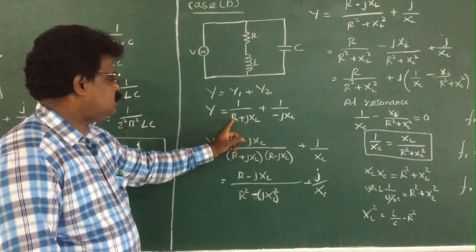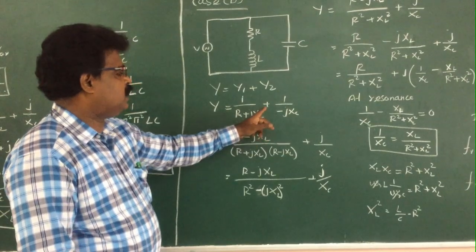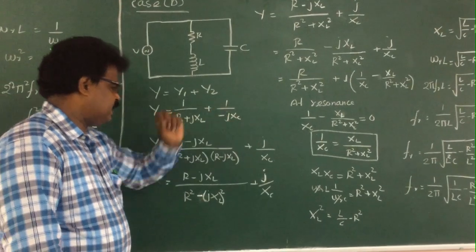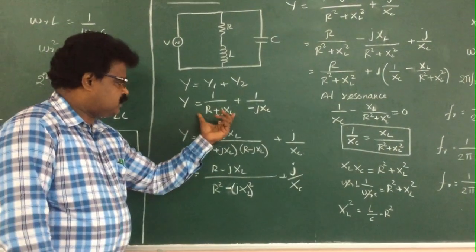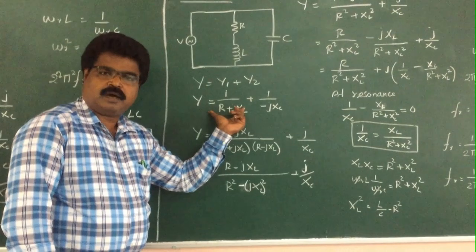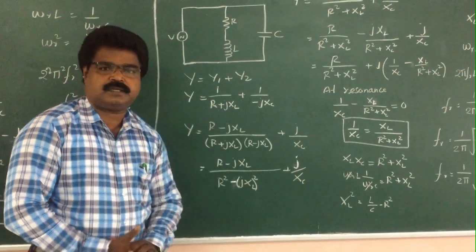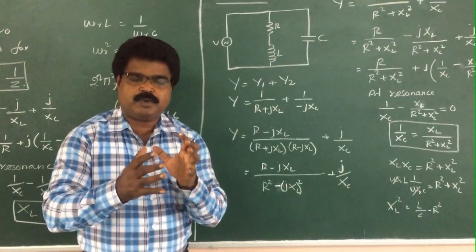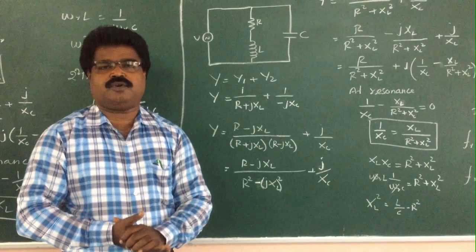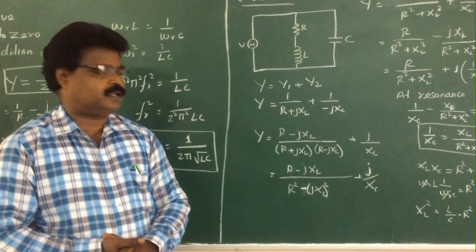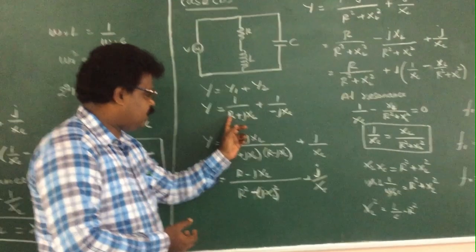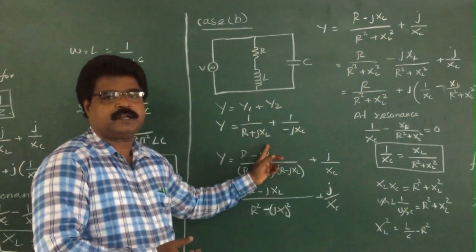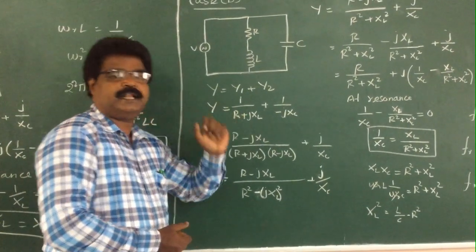So Y is 1 by R plus j into XL, plus, here only a capacitor is there, so 1 by minus j into XC. If you look at this denominator, it is a combination of both real part and imaginary part. We need the j component, because if you equate the j component to 0, we can find the condition for resonance. When it is a combination of real and imaginary parts, you have to multiply numerator and denominator by the complex conjugate of the denominator.